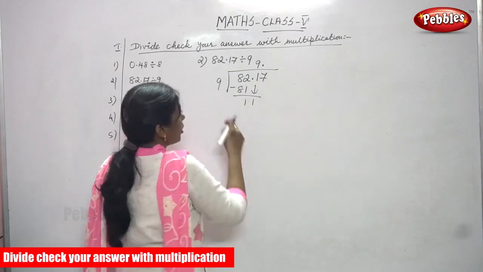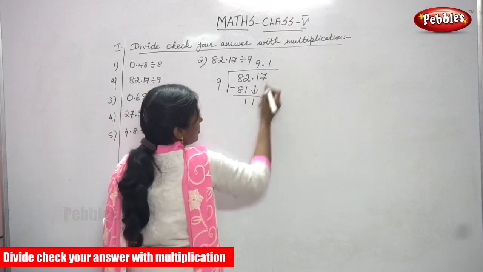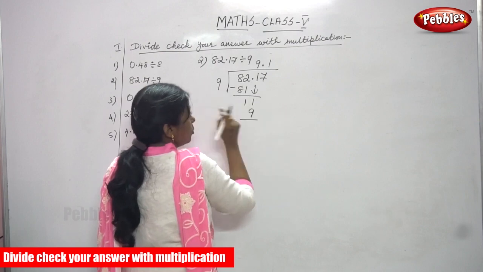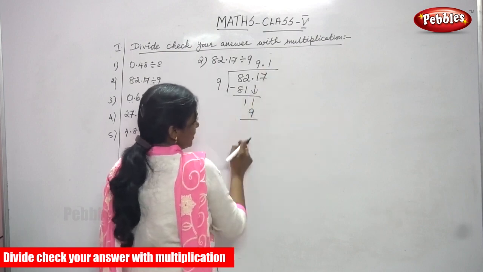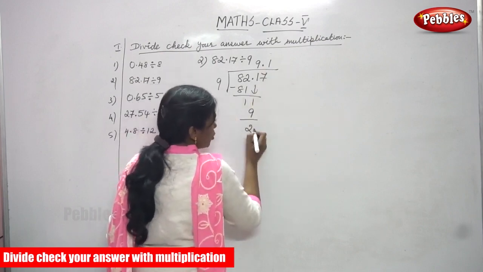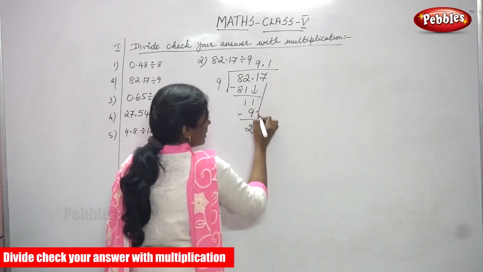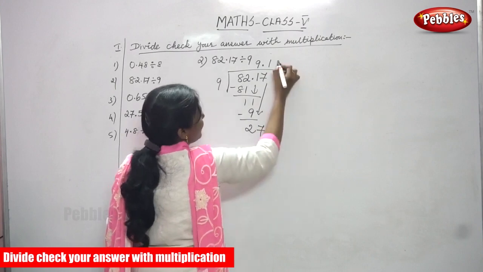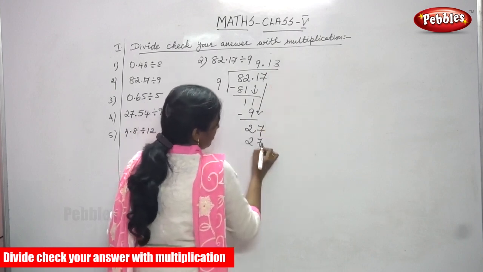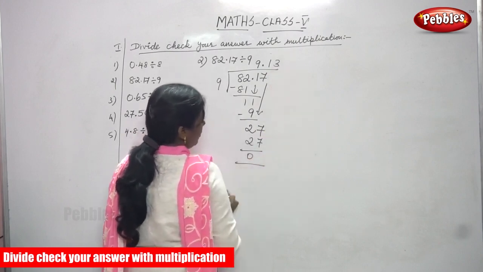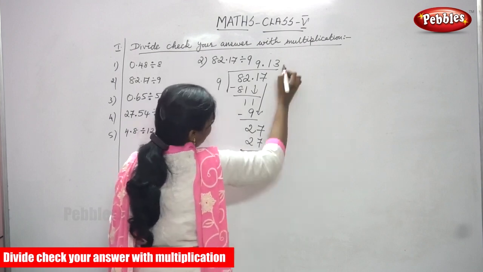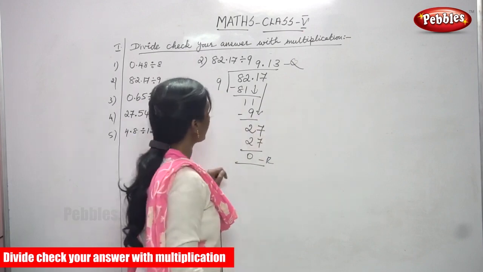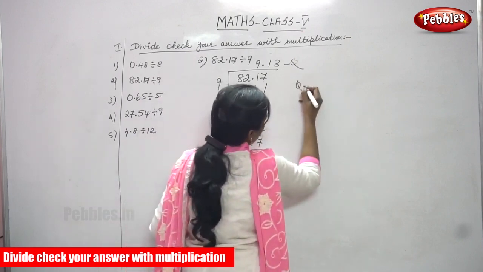So now what? 1 9s are 9. 11 is greater than 9, so you have to what? 1 into 9, 9. 11 minus 9 you get 2. Then after that you have to bring down the hundreds place, that is 7, 27. So 9 3s are 27. The answer is 0. So this is the remainder and this is the quotient. The answer is 9.13. Anyhow, 9.13 is the quotient.